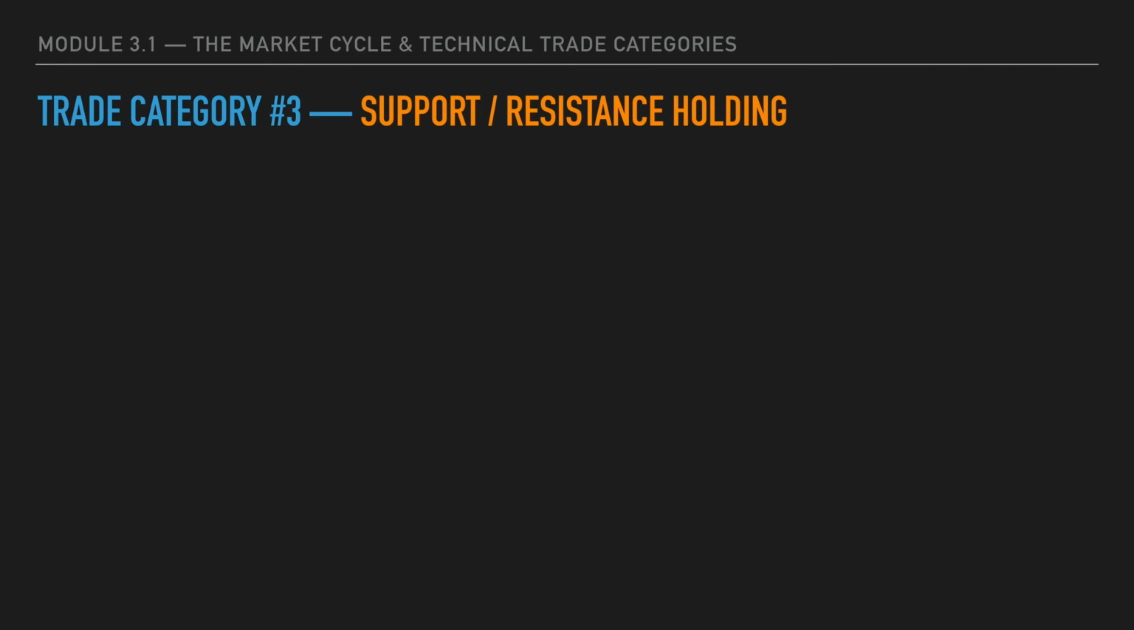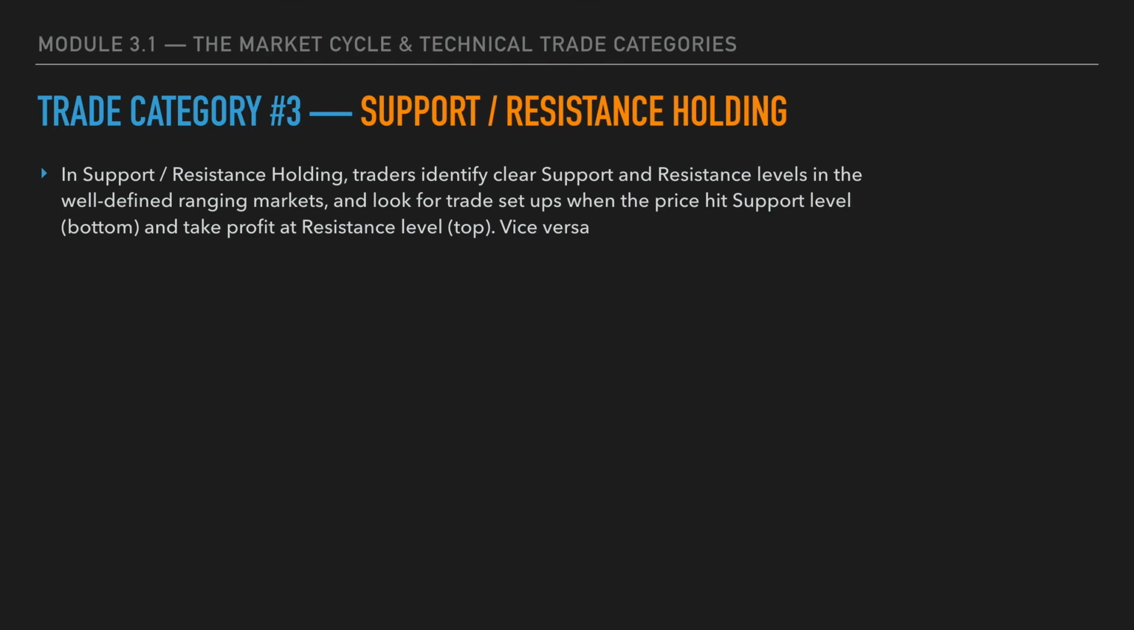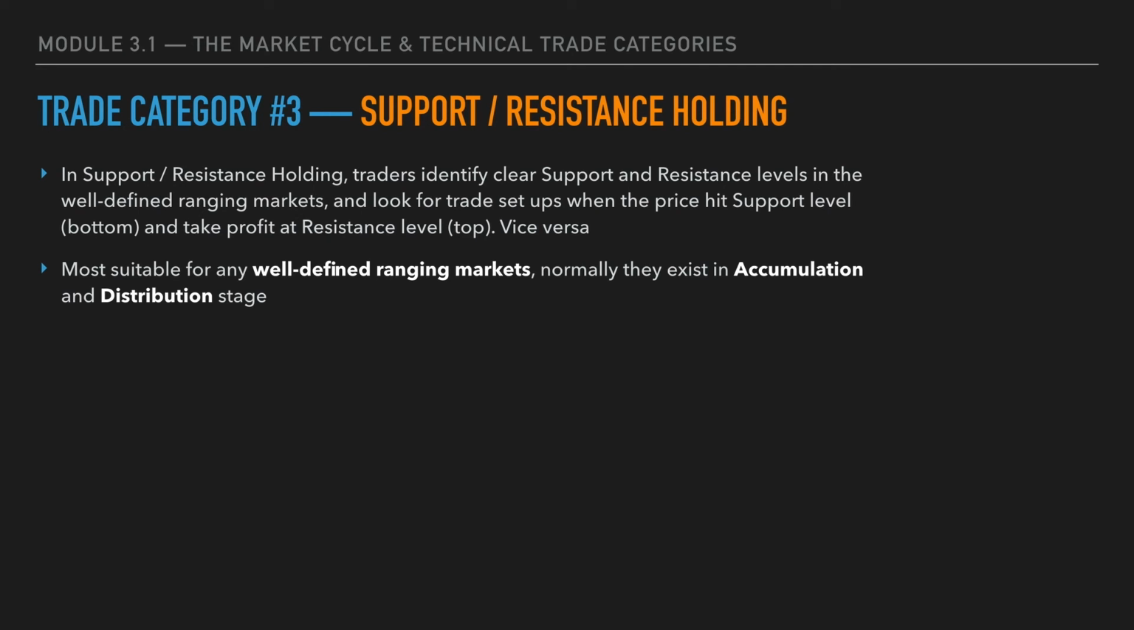Next category is the support resistance holding. In this category, traders identify the clear support and resistance level in a well-defined ranging market and look for trade setups when the price hits the support level and take profits at the resistance level, or the other way around. It's most suitable for any well-defined ranging markets. Normally they exist in the first stage, the accumulation stage, and the third stage, the distribution stage.